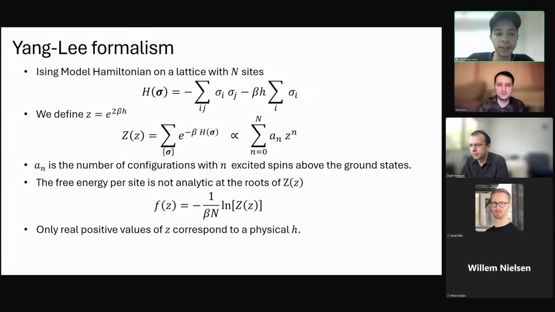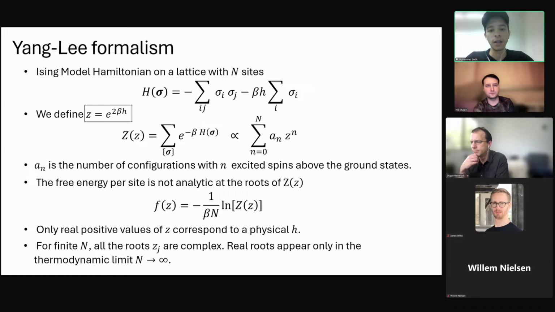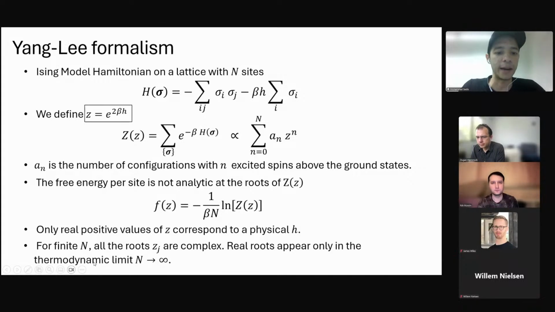Another thing to note is that phase transitions, as we said, appear only in the thermodynamic limit. That means your system has an infinite number of particles. For a finite number of particles, you don't see phase transitions, which means that if I have a finite n, necessarily all the roots have to be complex. None of them should lie on the positive real axis. They all have to be complex, and the positive real roots should only appear in the thermodynamic limit. So, does this formalism make sense?